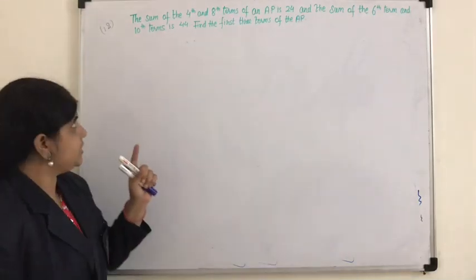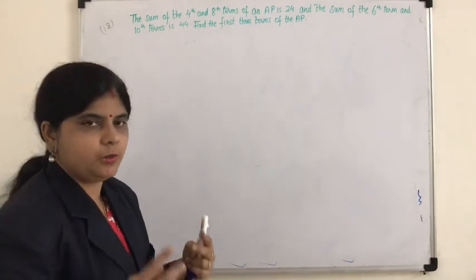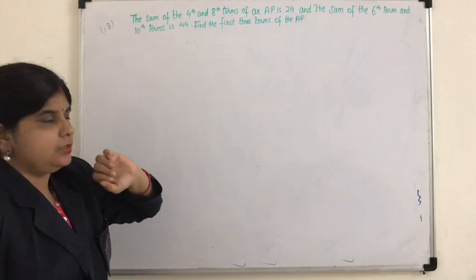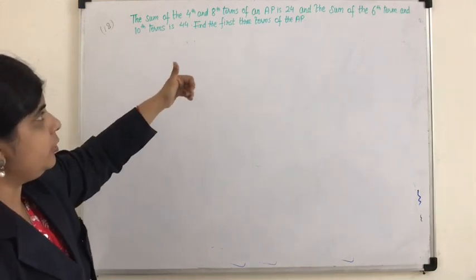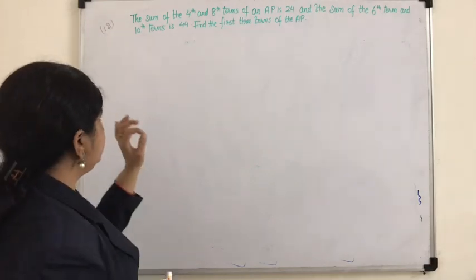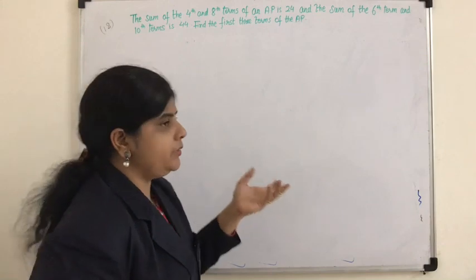Students, today we have taken questions number 18, 19 and 20 in this video. So we will be solving 3 questions one by one. So here is question number 18. The sum of 4th and 8th term of an AP is 24 and the sum of 6th and 10th terms is 44. Find the first 3 terms of the AP.